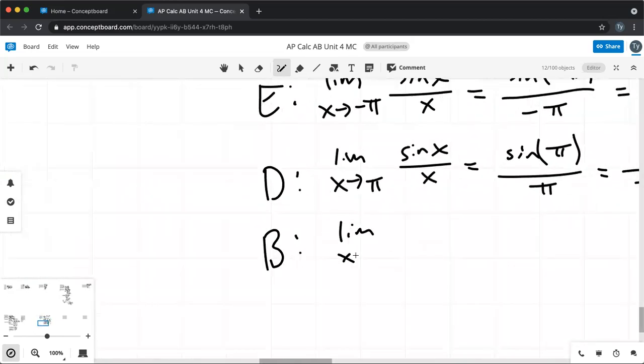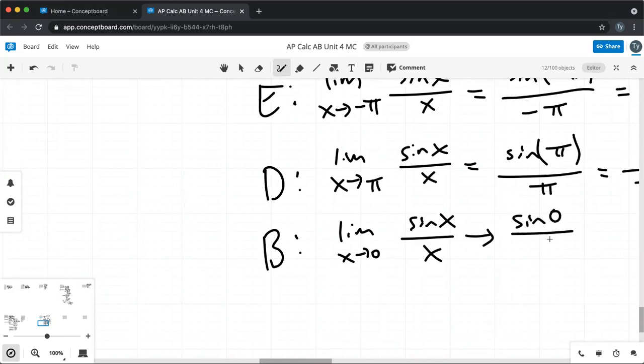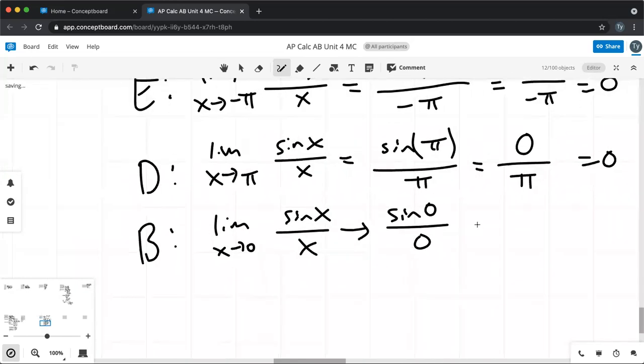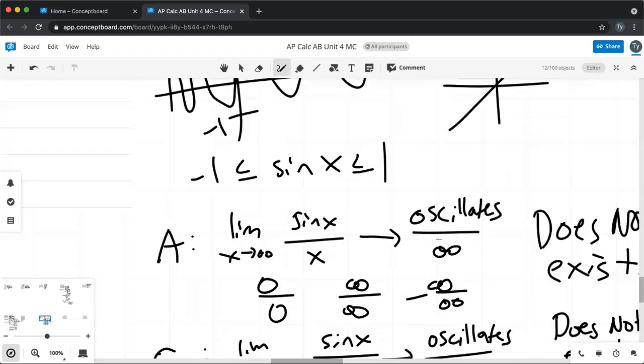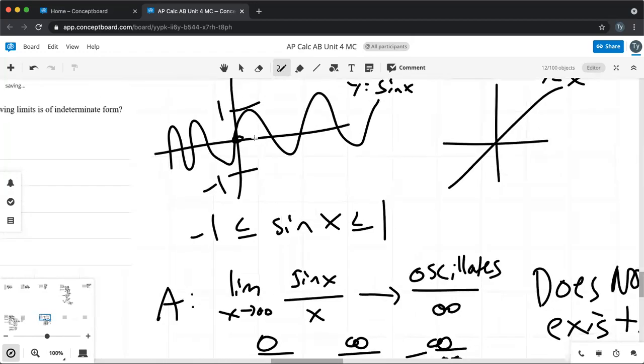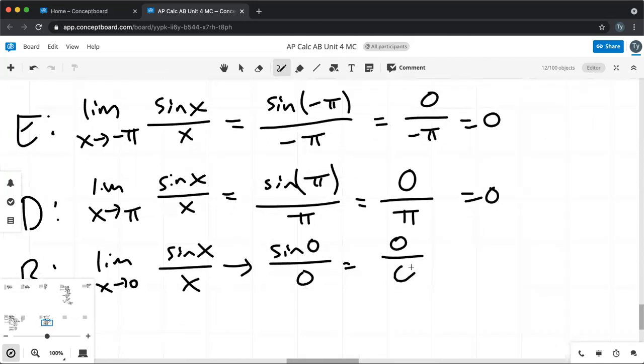So the limit as x goes to 0 of sine of x over x. Again, we can use direct evaluation. So we have sine of 0 over 0. Okay, dividing by 0. That's a good sign so far, but not what we need yet. What's sine of 0? Well, sine of 0, let's see from this picture, is 0. So we have 0 over 0.